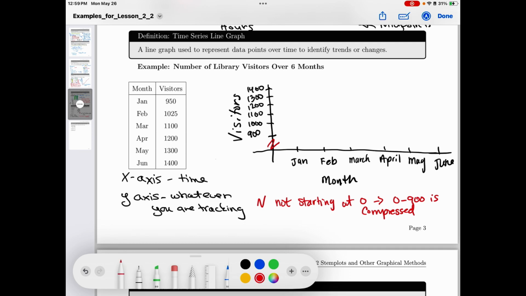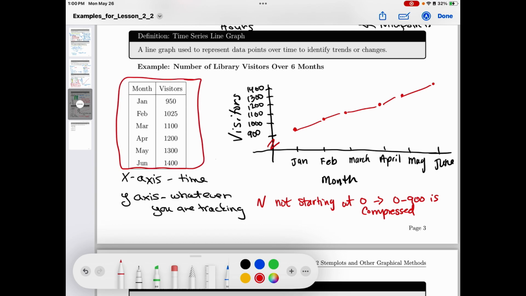In January, there was 950 visitors, so that's going to be about right here. And then in February, we have a little over 1,000, 1025, so about right here. And then in March, we have 1,100, so about right here. And then in April, we have 1,200. And then in May, we have 1,300. And then in June, we have 1,400. And then you want to connect the dots, of course.